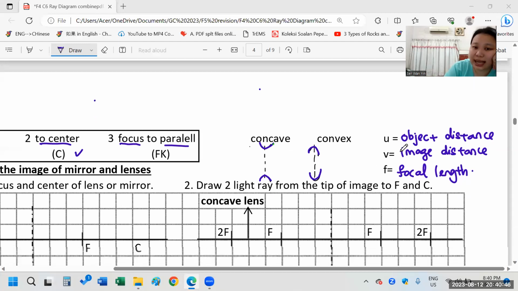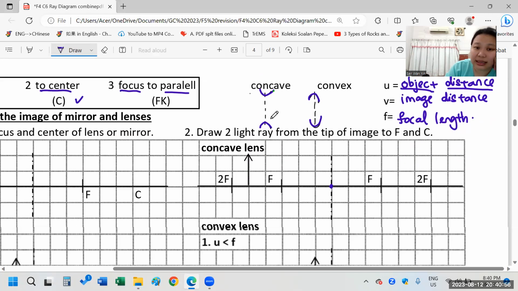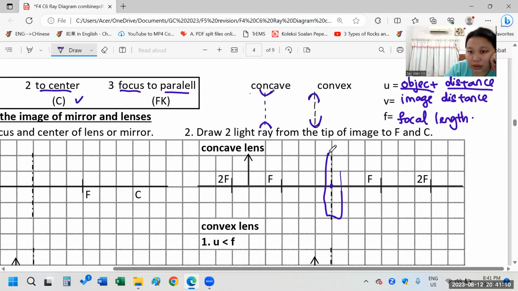So what is actually the object distance? It is the distance from an object to the center of the lens. Now, this is a concave lens. How do we draw a concave lens? Please draw this. Here you can see the pole I draw here. Now, how to draw the lens? Yes, just draw the open bracket.